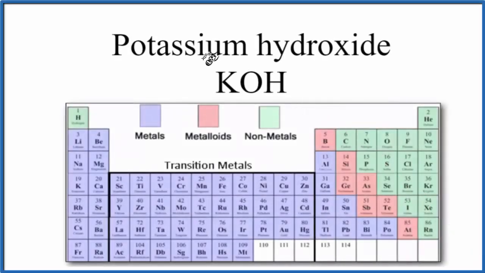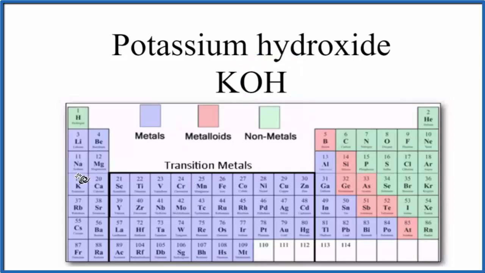In this video, we'll look at whether potassium hydroxide, that's KOH, is ionic or covalent. The short answer is that KOH itself, as a compound, is an ionic compound, but we have this hydroxide here, and within this hydroxide polyatomic ion, we do have a covalent bond between the oxygen and the hydrogen.